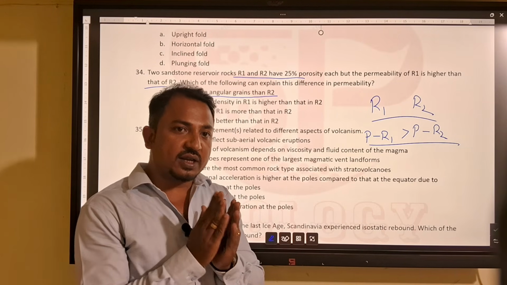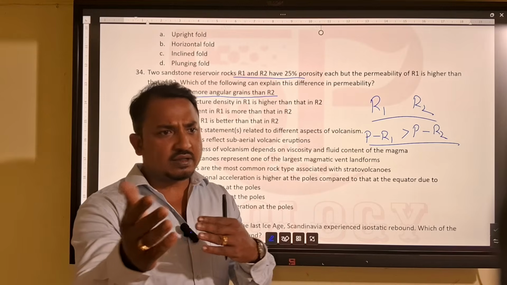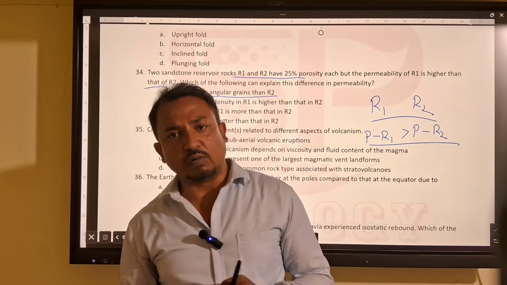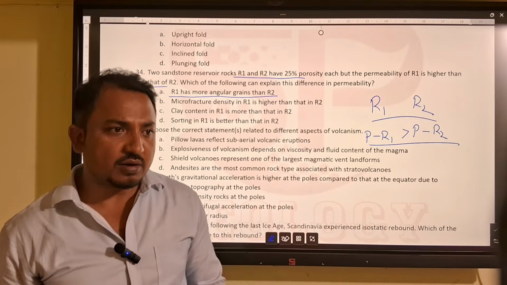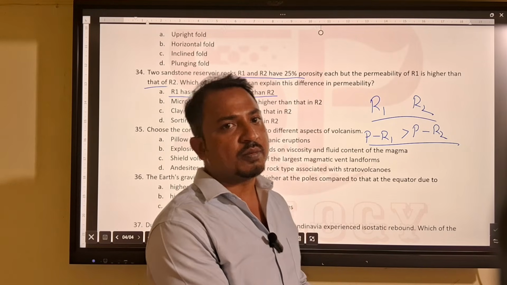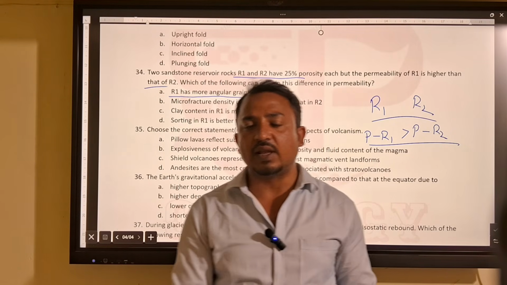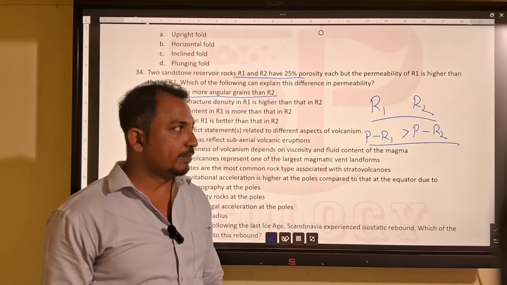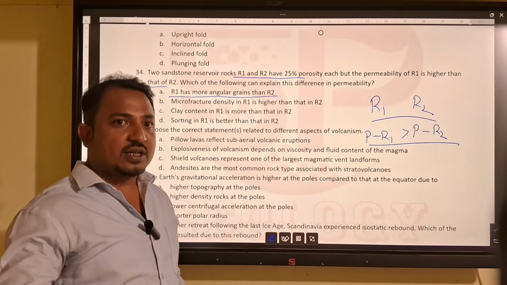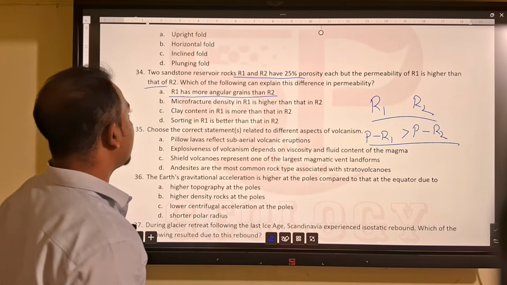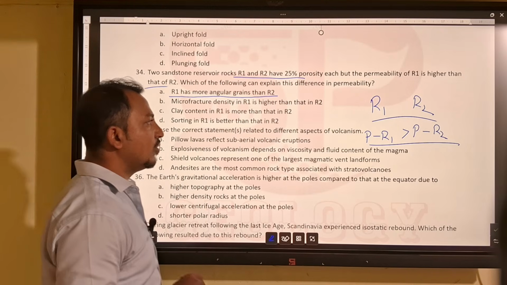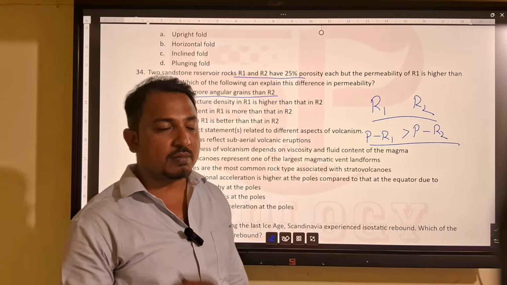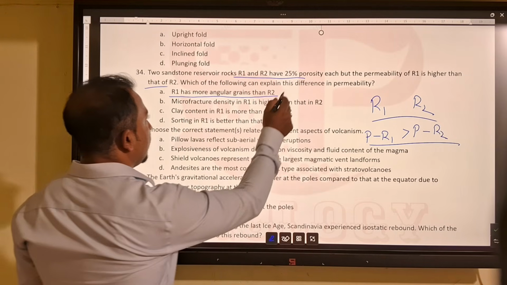So always remember, we'll take the example of breccia and conglomerate. Breccia consists of angular grain, conglomerate consists of rounded grain. We all know that conglomerate is more porous or permeable than the breccia, whereas angular grain reduces the porosity, and you can say permeability. So if R1 consists of angular grain, then it should have less porosity or permeability than R2. So this will be incorrect.